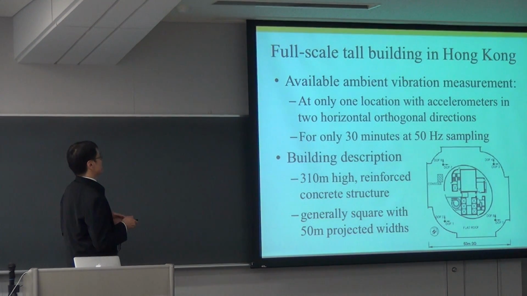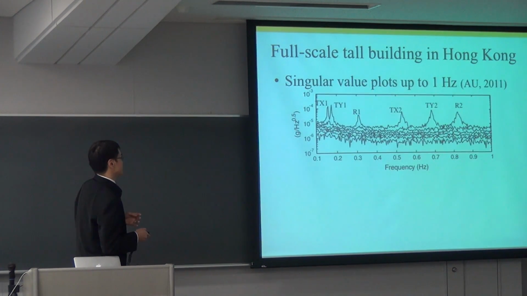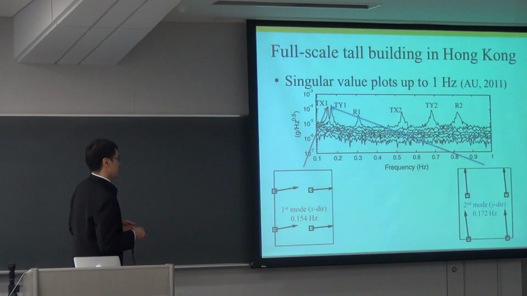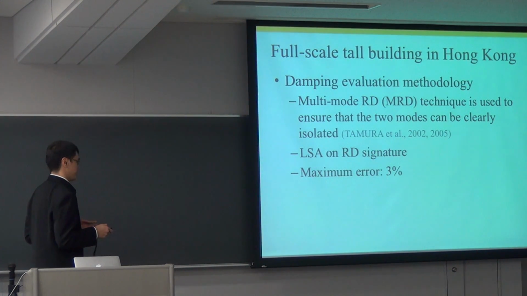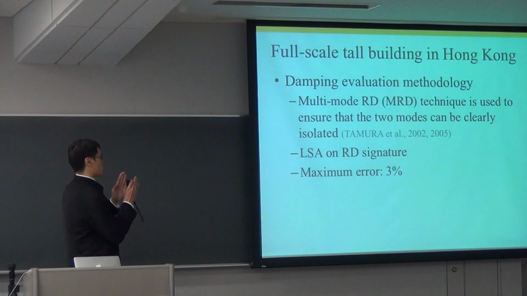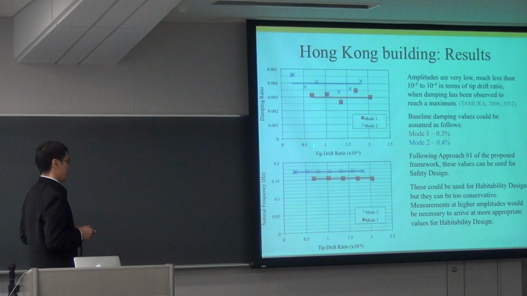So, the very last one, a full-scale tall building in Hong Kong. I did the same analysis. Essentially, somebody did frequency domain analysis and arrived at these results, looking at the first two modes. I used the same methodology, except I used the multi-mode random decrement technique because I have closely spaced modes. And these are the results.